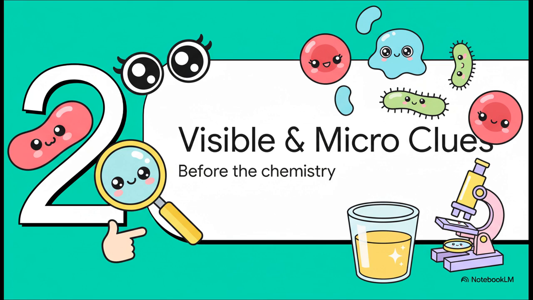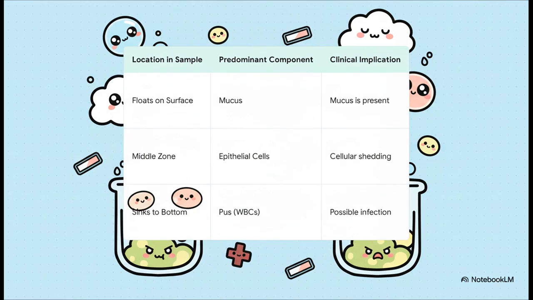Okay, before we even think about reaching for the chemical reagents or firing up the analyzers, our investigation starts with the most basic tools we have, our own eyes, and of course, a microscope. You'd be amazed at how these first observations can give us immediate, valuable clues that point us in the right direction. You know, sometimes just a little bit of basic physics can give us our first big hint.